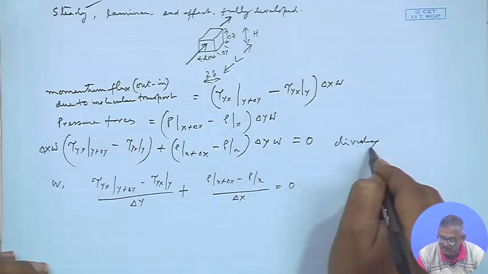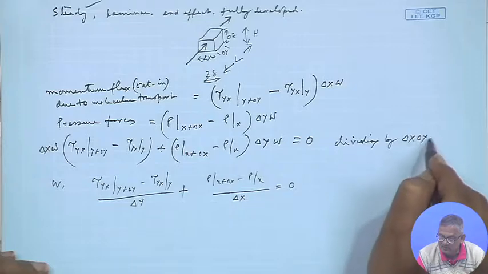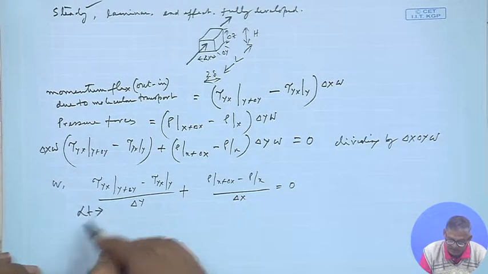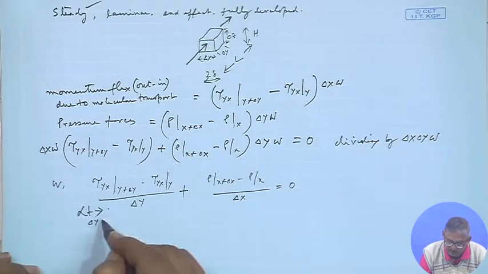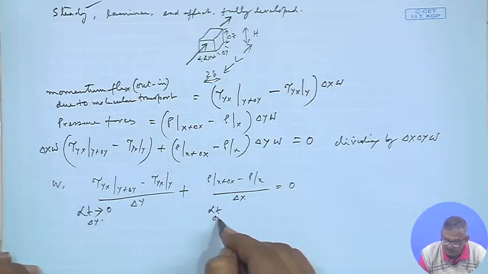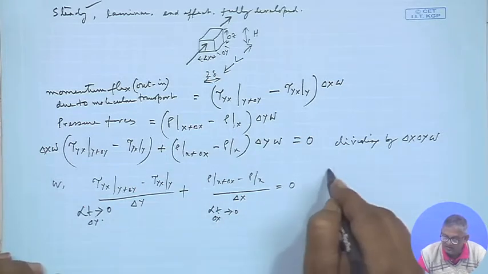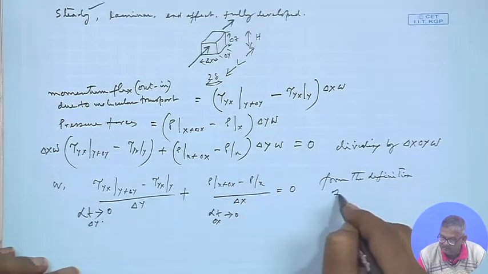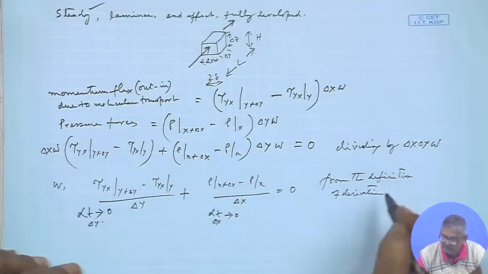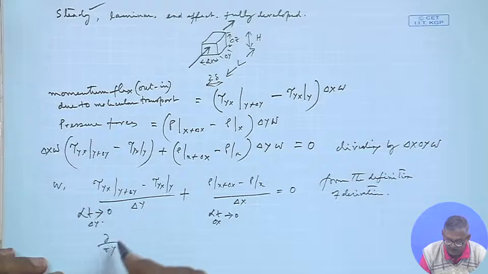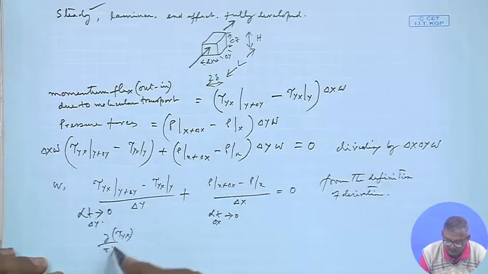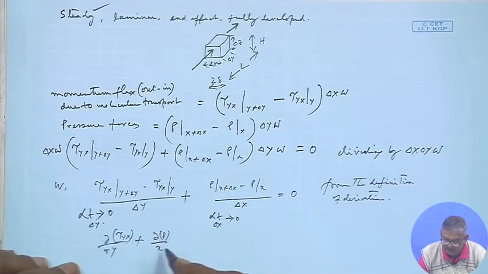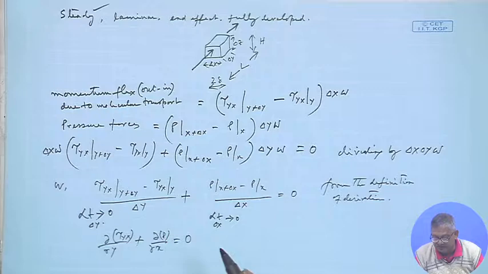Dividing by del x del y, we get this. Now if we put the limit condition, limit delta y tends to 0 and limit delta x tends to 0, then from the definition of derivative we can write that del del y of tau y x plus del p del x is equal to 0.